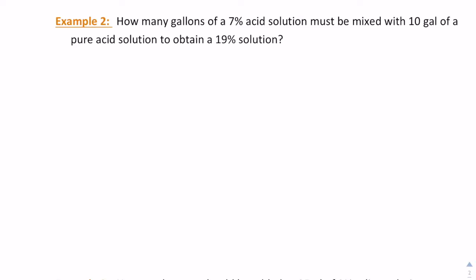All right, let's try another mixture one. So this time you want to know how many gallons of a 7% acid solution must be mixed with 10 gallons of a pure acid solution to get a solution that is just 19% acid. So kind of lay it out here, same way as before.